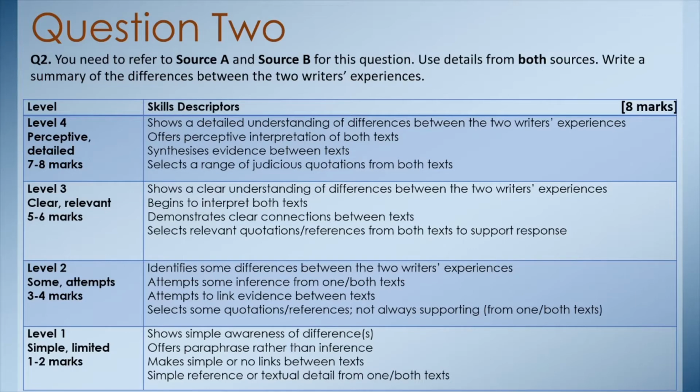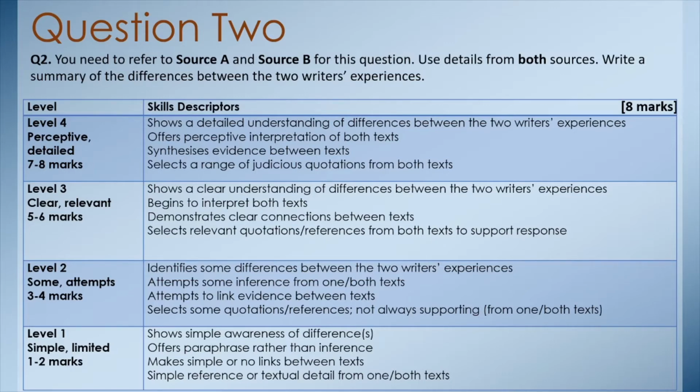That's going to tie into the next point. Select a range of judicious quotations from both texts. Remember, we've talked about that word judicious, so it's well judged. You're not just picking any old quote out of there. And when you are using a quote, you are using the part of the quote that you need to answer the question, not just writing down a whole huge chunky quote that you don't necessarily need all of. And obviously that's where you want to aim to be, for those 7 or 8 marks.